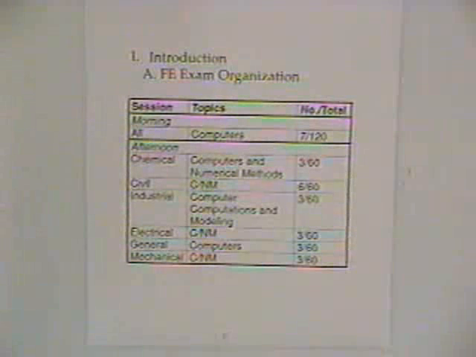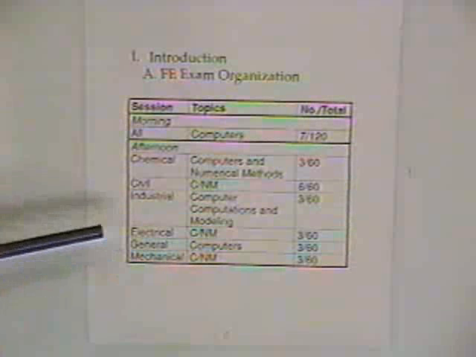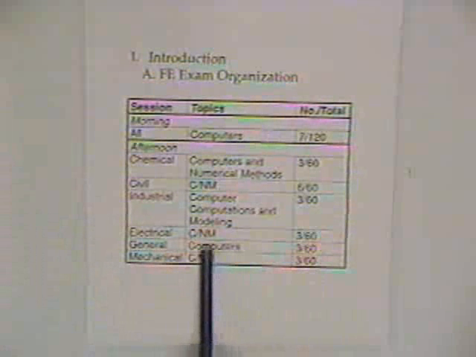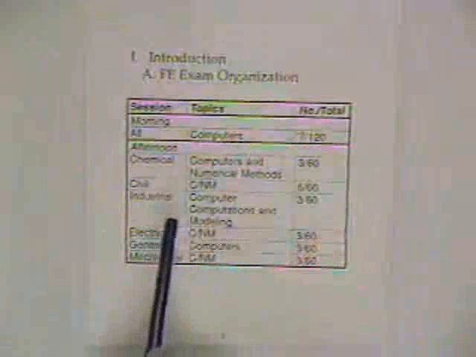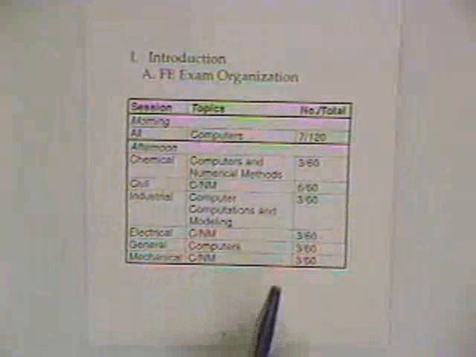In the afternoon, you will be taking different exams based on what area of engineering you choose to specialize in. If you choose the general exam, you will be having 3 questions out of the afternoon 60 that all focus on computers. So if you choose to go the general route, all of the questions you'll be dealing with are going to be on computers. However, if you choose to take one of the disciplinary afternoon exams, then you will have questions that may deal with computers or numerical methods.